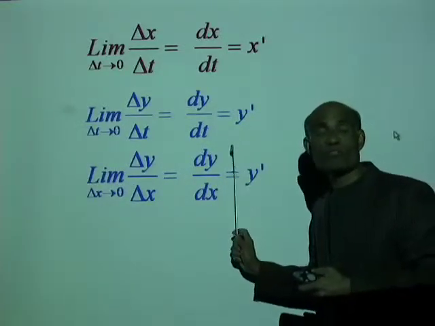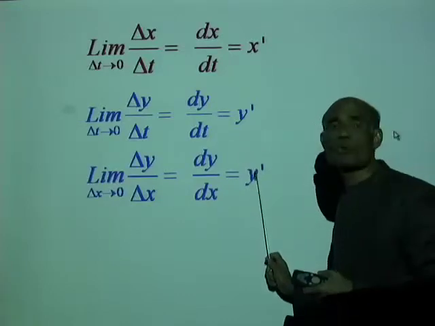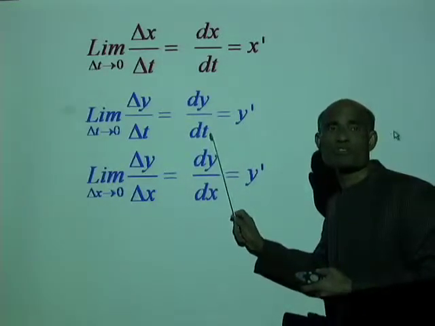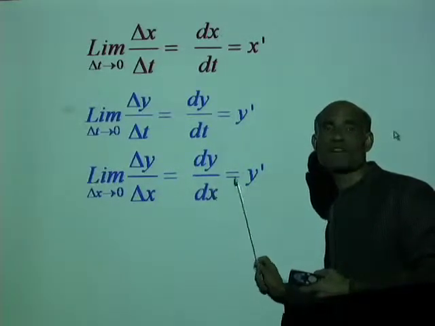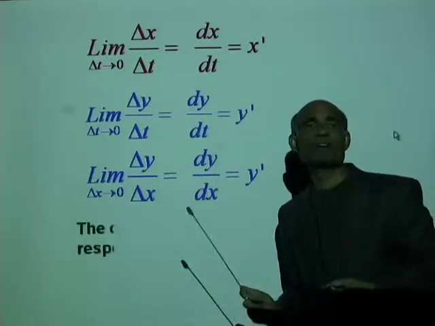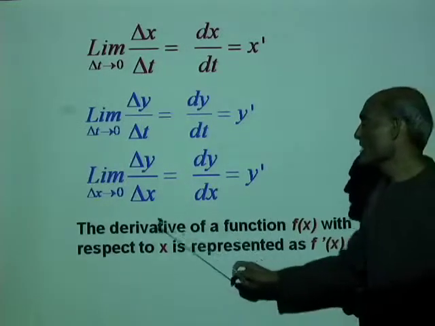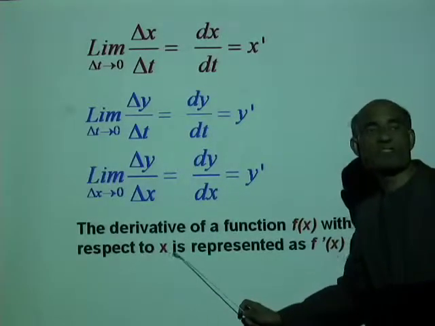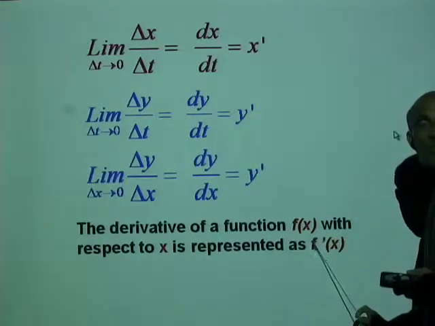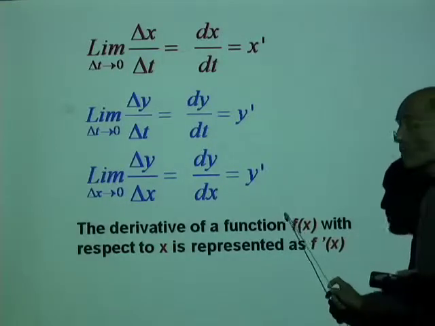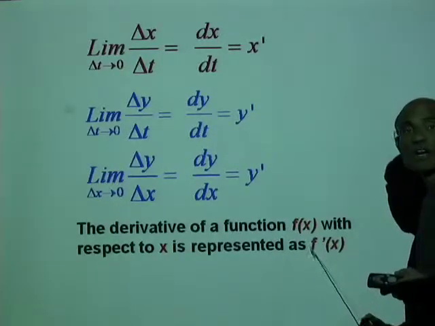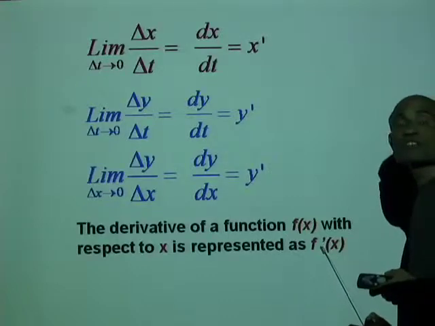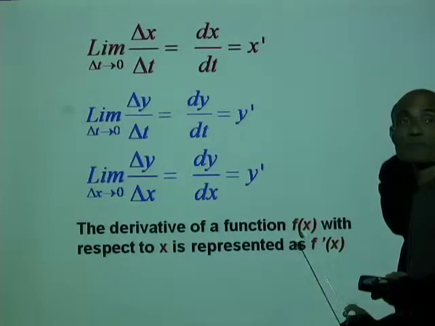Now, very often we use the symbol, whether it is with respect to t or with respect to x. So we need to specify the independent variable. The derivative of a function f of x with respect to x, we represent it as f prime of x. So f of x is the function, f prime of x is its derivative. All right.